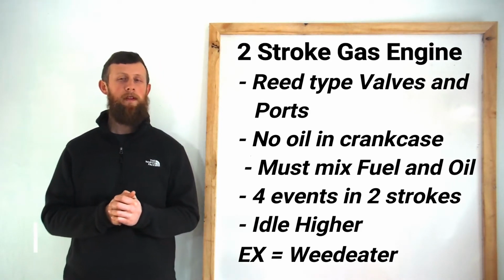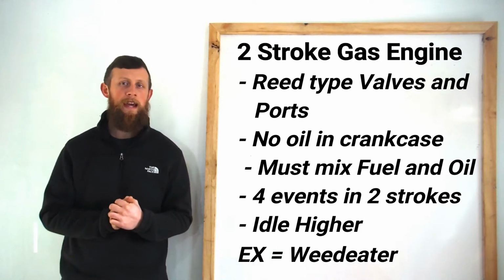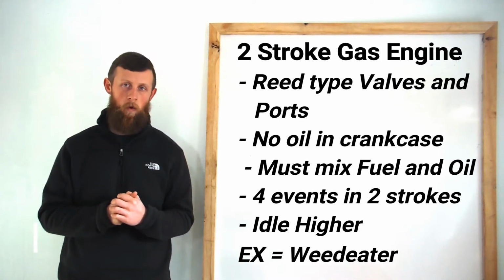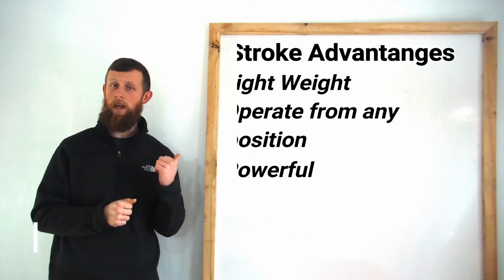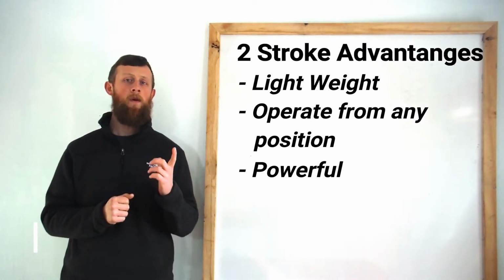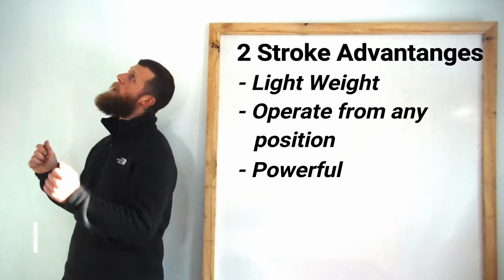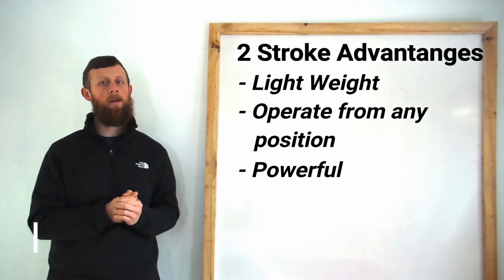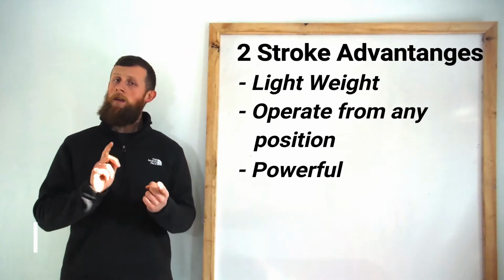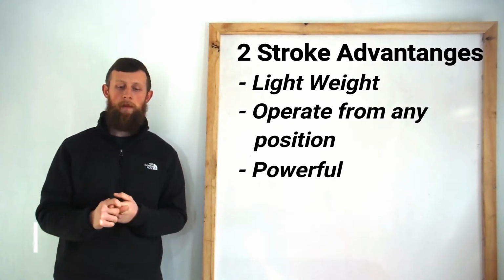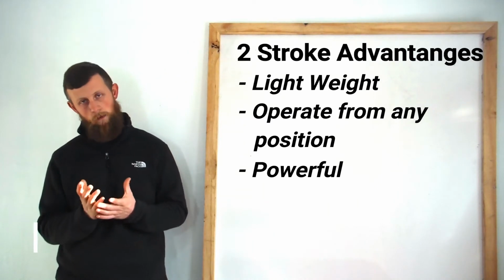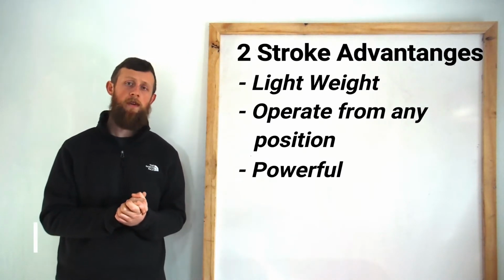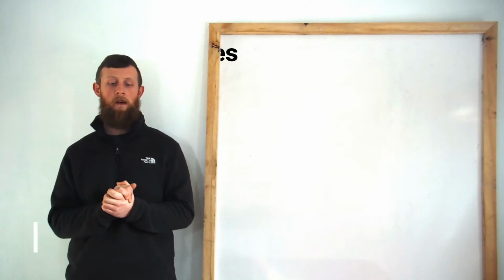A common example of a two-stroke engine in use would be that of a weed eater or a leaf blower. Advantages of the two-stroke motor are that they are lightweight, and because they don't contain oil in the crankcase, you can operate them in any direction for any amount of time. Two-strokes are also more powerful because they generate all that power in two strokes as opposed to four, like the four-stroke gas engine. Now, they do come with some disadvantages, and those are as follows.